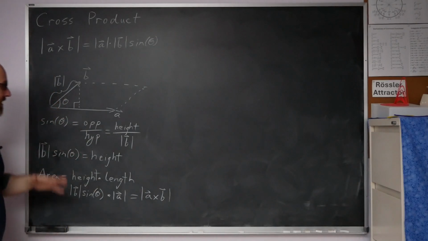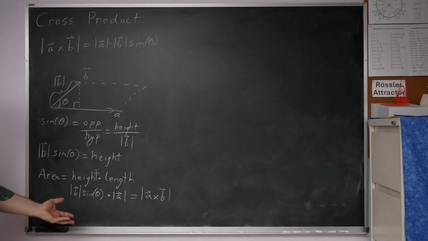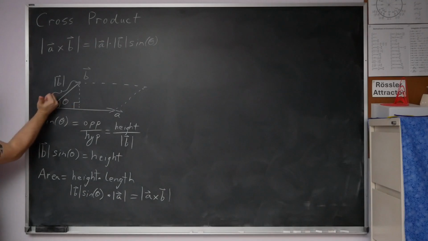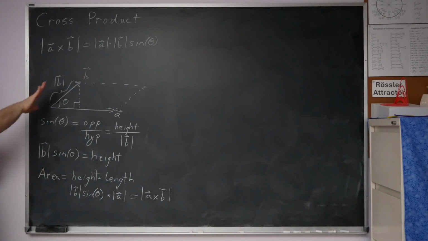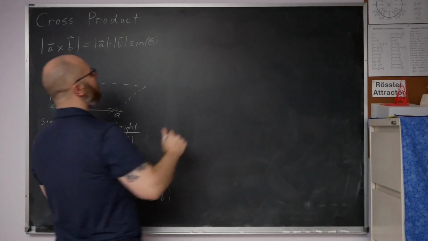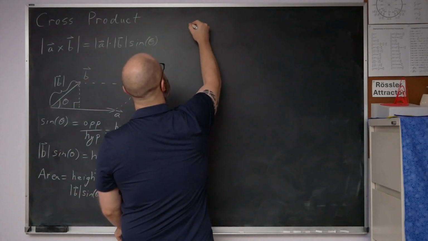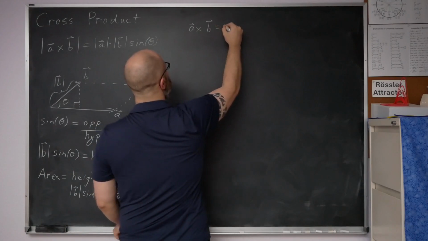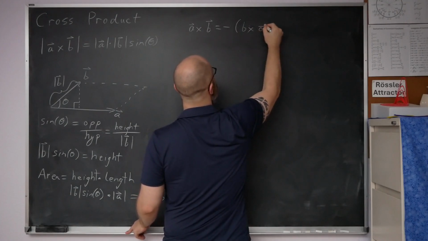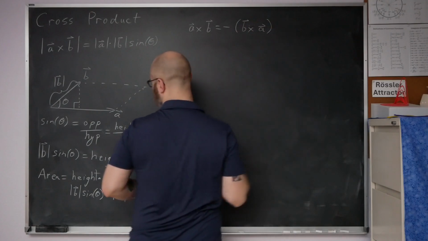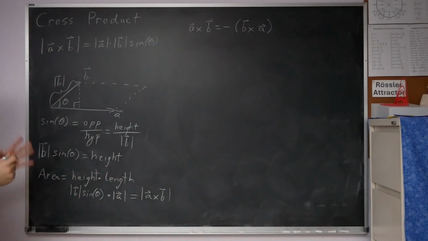All right, so we've got these nice three rules about cross product now. A cross B follows the right-hand rule. So if I cross A with B, the cross product vector is going to point out of the board in this instance. If I did B cross A, it would point into the board. So one consequence of that is A cross B is equal to negative B cross A. They point in opposite directions.